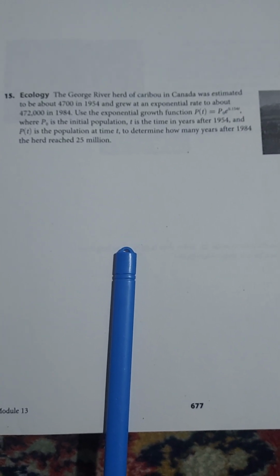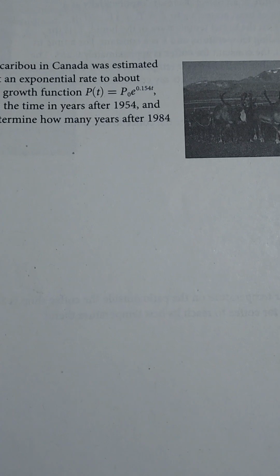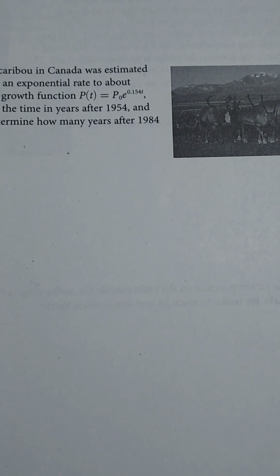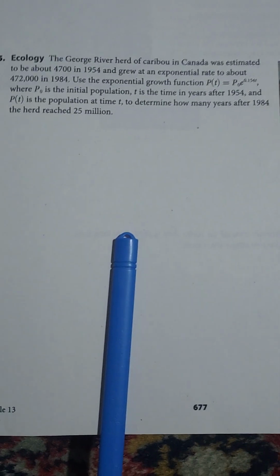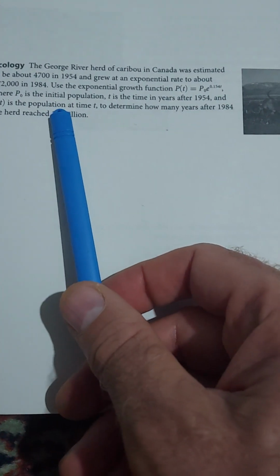It increased to 472,000, giving the growth function P(t) equals the initial value, which is a or P0, multiplied by e power 0.154 times t. You have to be careful about the question.